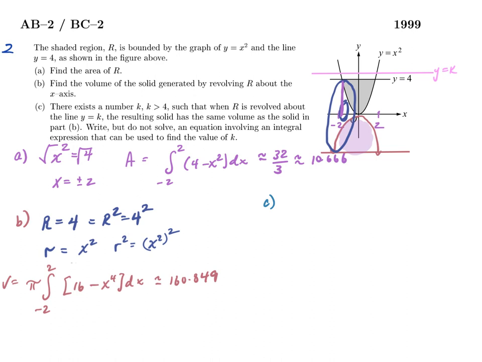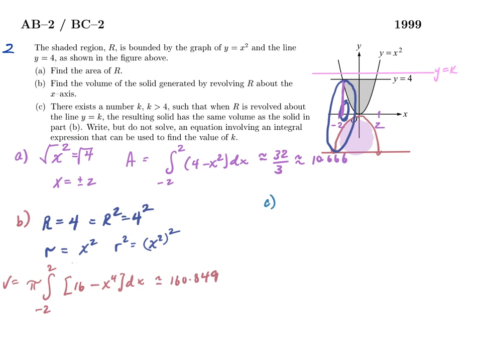And we want to find, if this solid is revolved around the line y equals k, what does k have to be so that I get an equal volume to what we already found? Okay, that's basically what they're asking us to do. Now, we found the volume in part B. So the volume was 160.849.